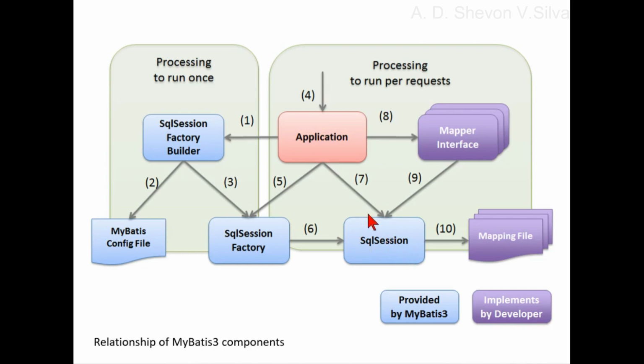7, application fetches the implementation object of mapper interface from SqlSession. 8, application calls mapper interface method. 9, implementation object of the mapper interface calls SqlSession method and requests SQL execution. 10, SqlSession fetches the SQL to be executed from the mapping file and executes SQL.